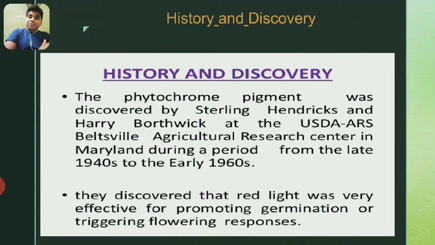Next is its history and discovery. The phytochrome pigment was discovered by Sterling Hendricks and Harry Borthwick at the USDA ARS Beltsville Agricultural Research Center in Maryland during a period from the late 1940s to the early 1960s. So they discovered that red light was very effective for promoting germination or triggering flowering responses.